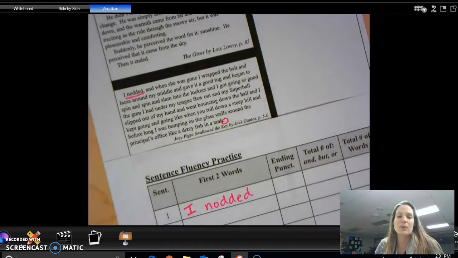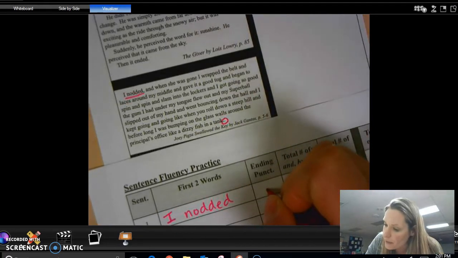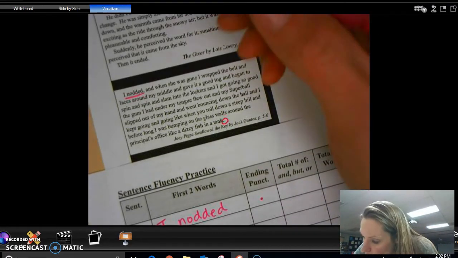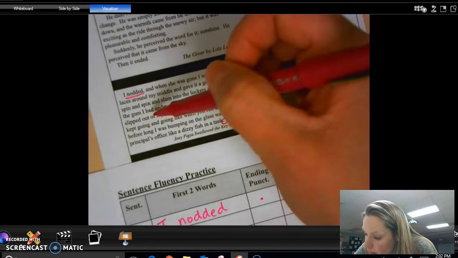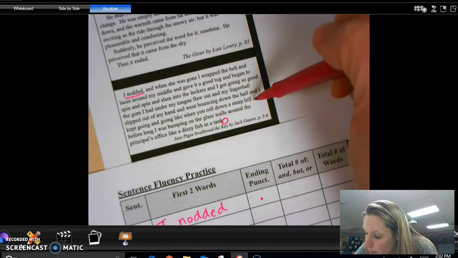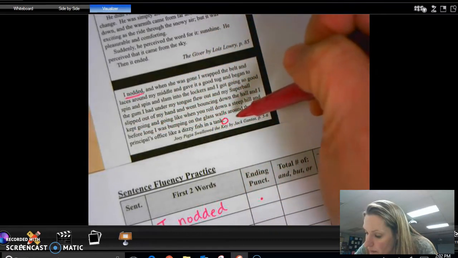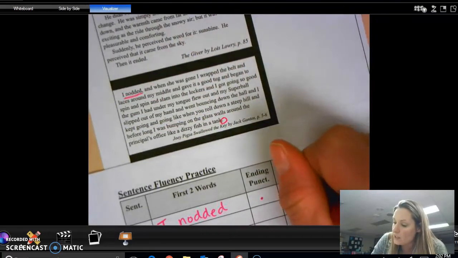Okay, and in this particular lesson, it doesn't necessarily matter what the sentence says. We're looking at the trends that we can see from the sentence fluency. The ending punctuation is a period. And the total numbers of ands, buts, or ors: 1, 2, 3, 4, 5, 6, 7, 8, 9, 10, 11, 12. 12 ands, buts, or ors.